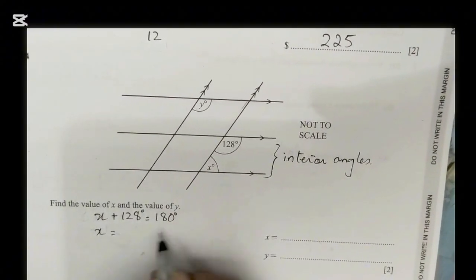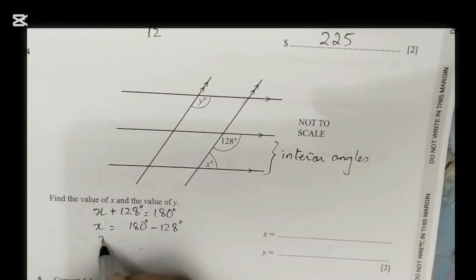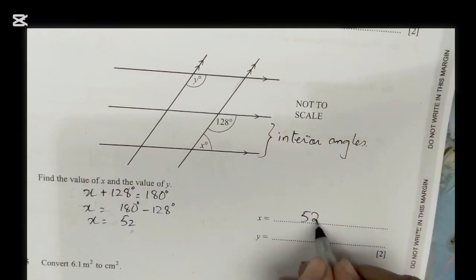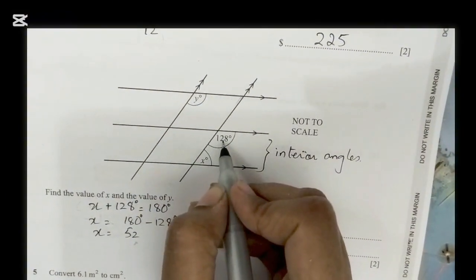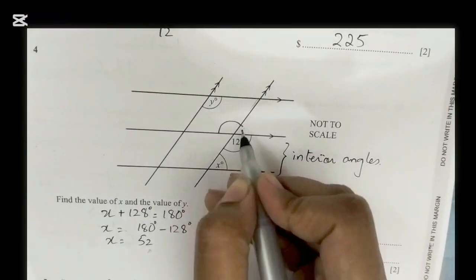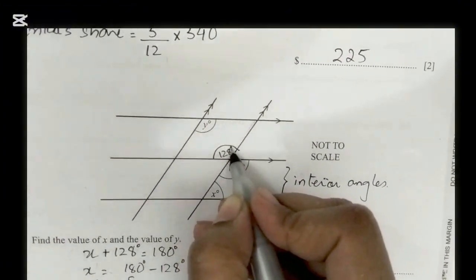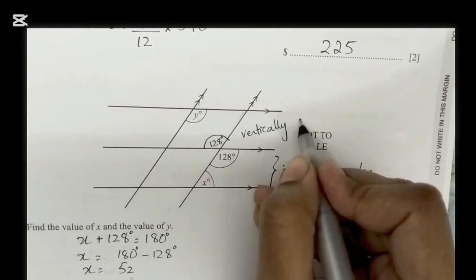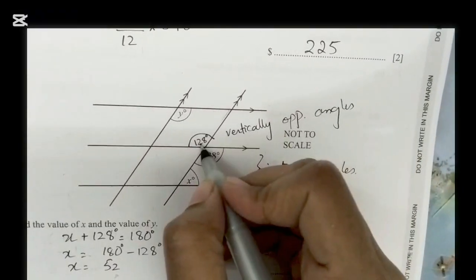So x is equal to 180 minus 128. So we'll get x is equal to 52 degrees. And now we have to find out y. You can see that this is 128. This means this is also 128 because they are vertically opposite angles. This is the property of vertically opposite angles.